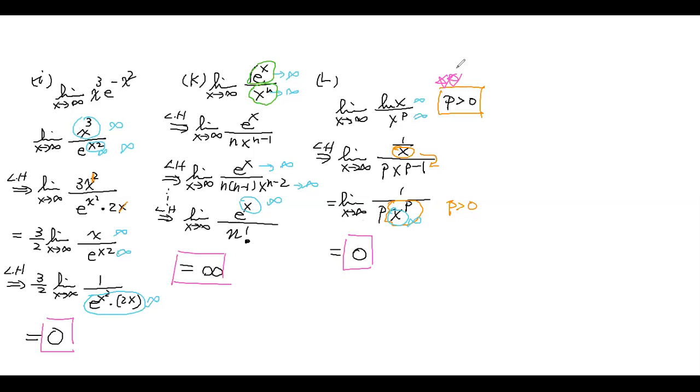So be careful, p has to be greater than 0 here. That means the polynomial. This one also tells you, between the natural log and the polynomial, the polynomial goes faster than the natural log. So when x approaches infinity, the natural log will go slower than the polynomial. That's why the denominator approaches infinity faster, and the whole thing approaches zero here.